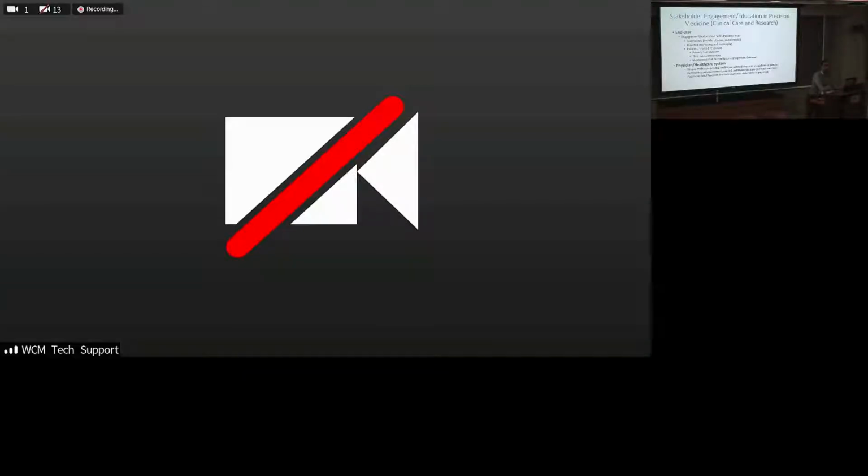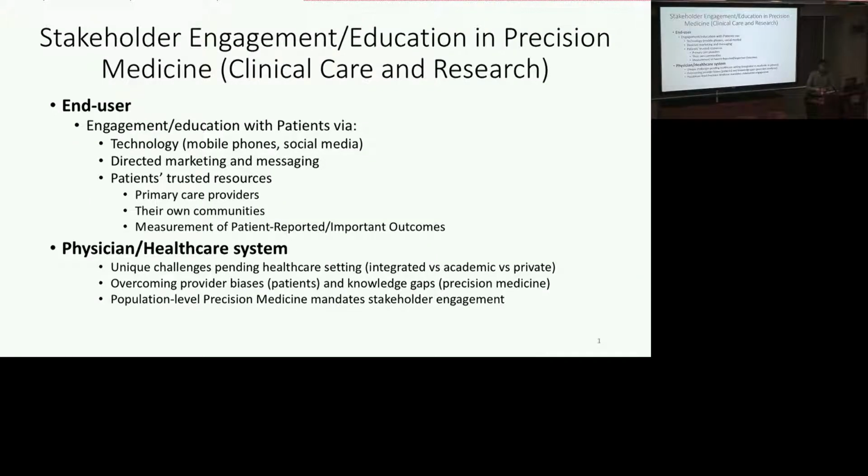That means a couple of things. Patients trust their primary care providers, who often are not the ones suggesting involvement in precision medicine. So that was one avenue. They are also influenced by their own communities, and communities are very influential in patient behavior.